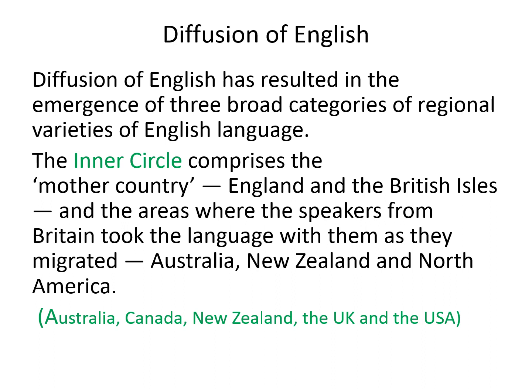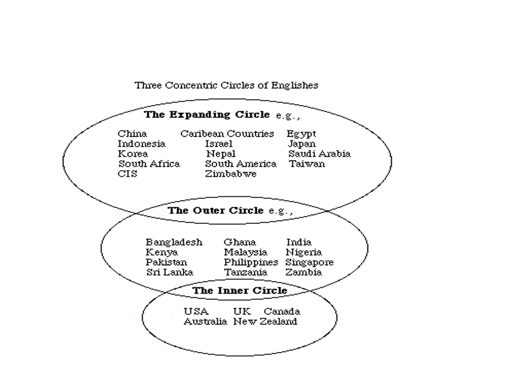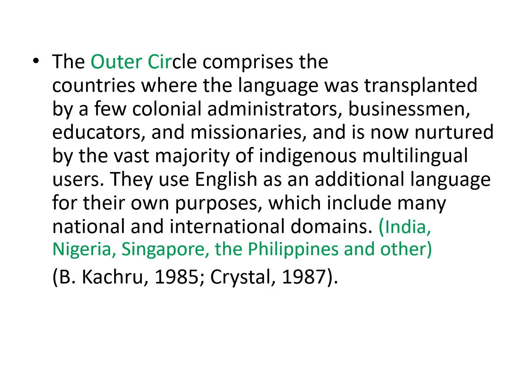So, the spread of English: the inner circle comprises the mother country, England, in the British Isles, and the areas where speakers from Britain took the language with them as they migrated: Australia, New Zealand, and North America. Here you can see this model, like concentric circles of English. We can see the expanding circle, outer circle, and inner circle, with the lists of names. Although we cannot say these are strict divisions of lands or areas regarding usage of the English language, anyhow this indicates some difference we can understand by this model of Braj Kachru.